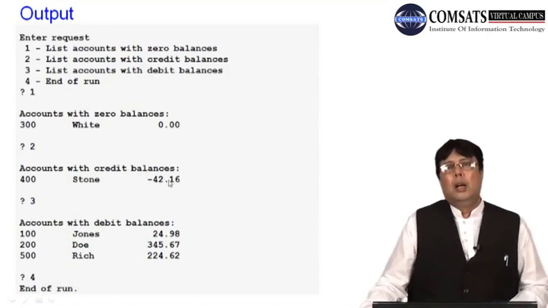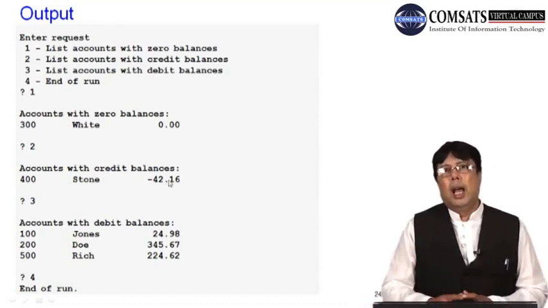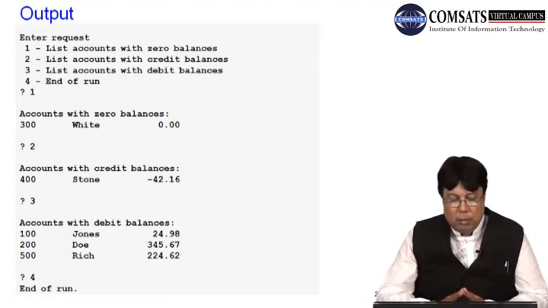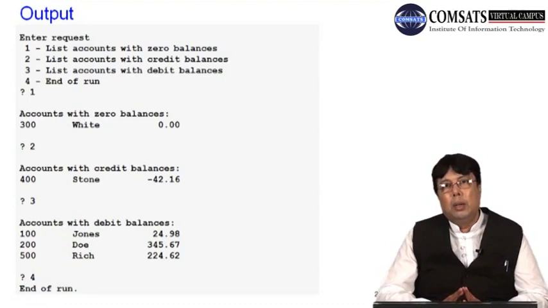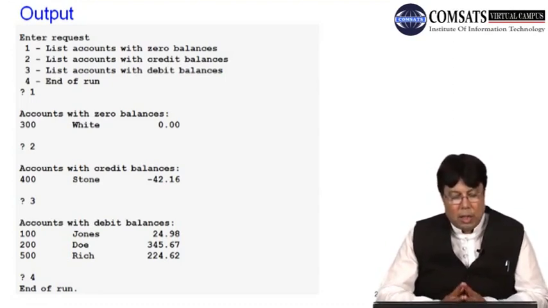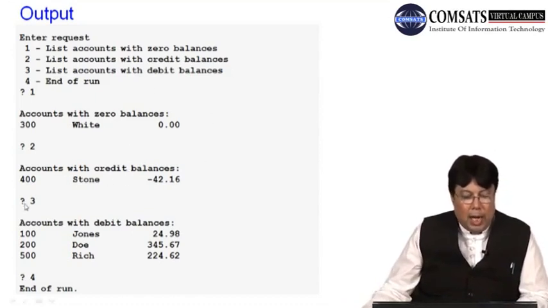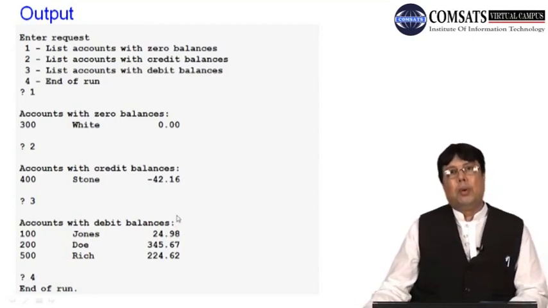Okay, don't worry, I'll be showing it to you when I carry out the hands-on demo. Maybe after completing this complete chapter, I'll be giving you a hands-on demonstration. So just relax and don't worry, but just try to understand the concept here. Then activity number 3, accounts with the debit balance, all the balances that are positive. So you can use 4 at the end, which means the end of the program.